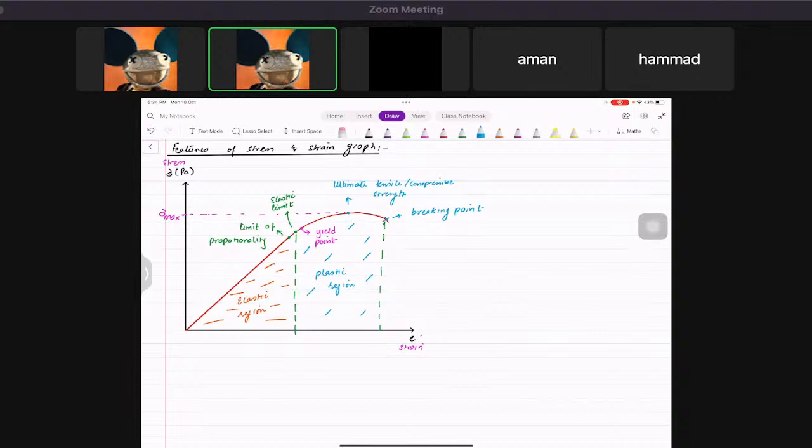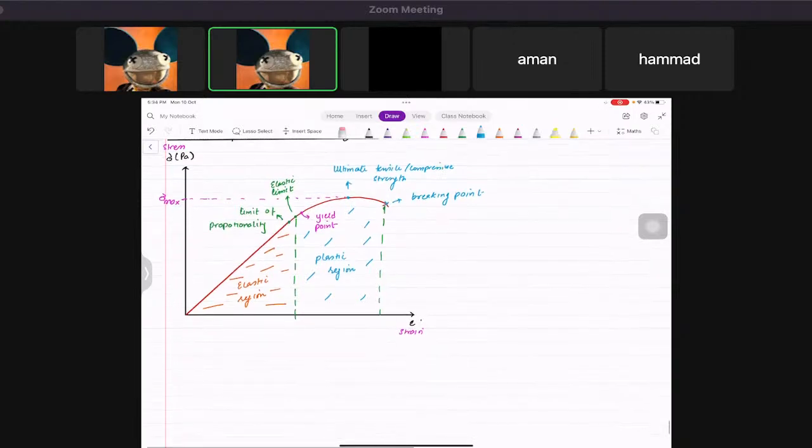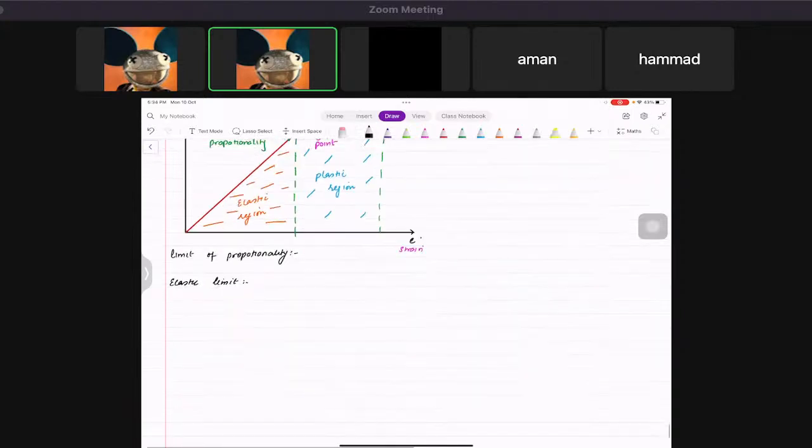Okay, now, let's define some of them. That's important, because some of them we have already done, or we could define all. I don't know. Okay, let's define all, just to remind you. So first, limit of proportionality. It will be asked very often. Then we're going to look at the elastic limit. Then we're going to look at the yield point.